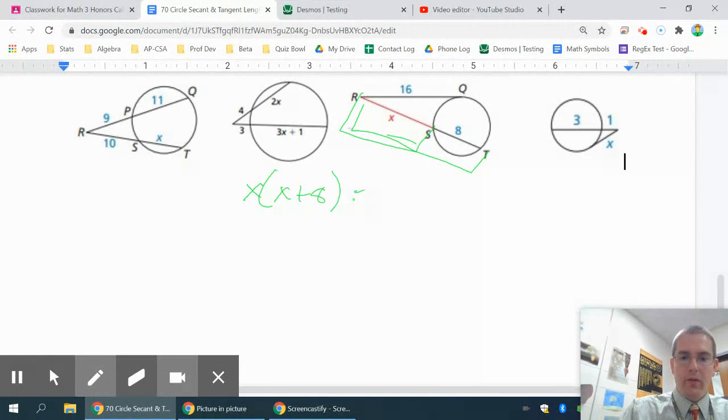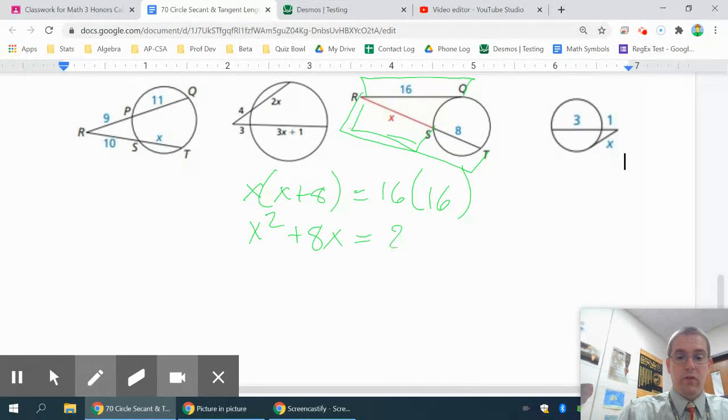And on this one, for this tangent, the nose is 16, and the whole thing's a nose, so it's 16 times 16. Now go ahead and just multiply through these parentheses. So I have x squared plus 8x equals 16 times 16, which is 256. And now what we have is an x squared and an x, and there's no way to really combine those together because they're not like terms, so we have a quadratic.